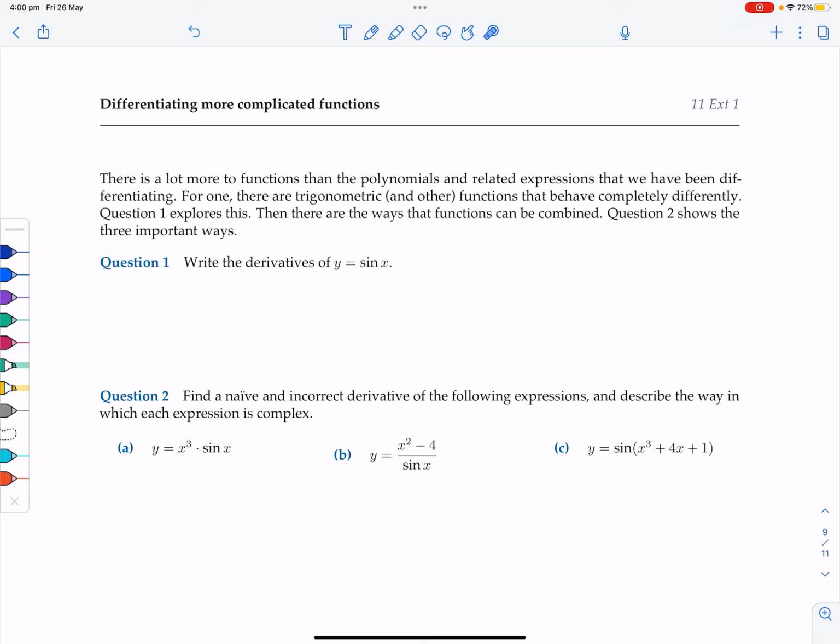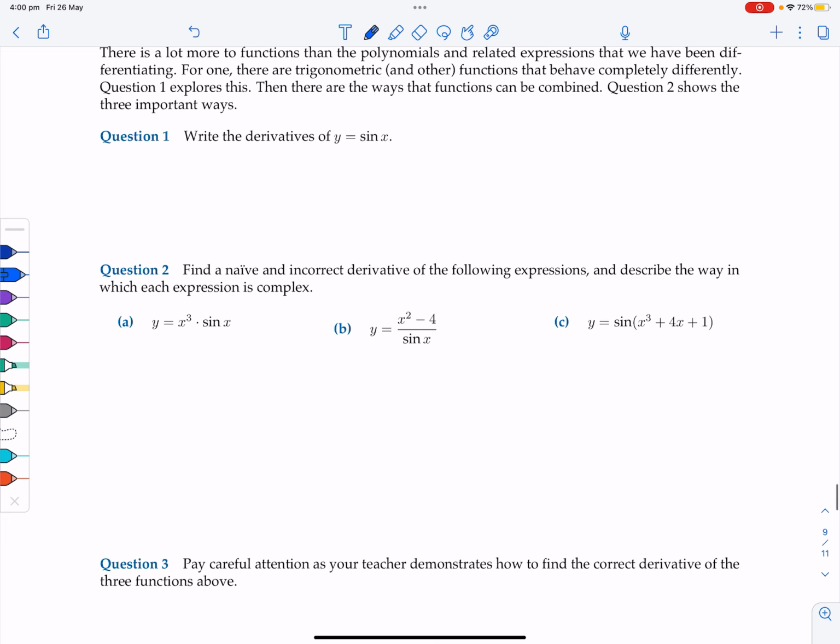Then there are the ways that functions can be combined. So question 2 shows the 3 important ways in which functions can be combined, and the rest of the handout is about that. Okay, so let's start by writing the derivative, singular, of y equals sine x.